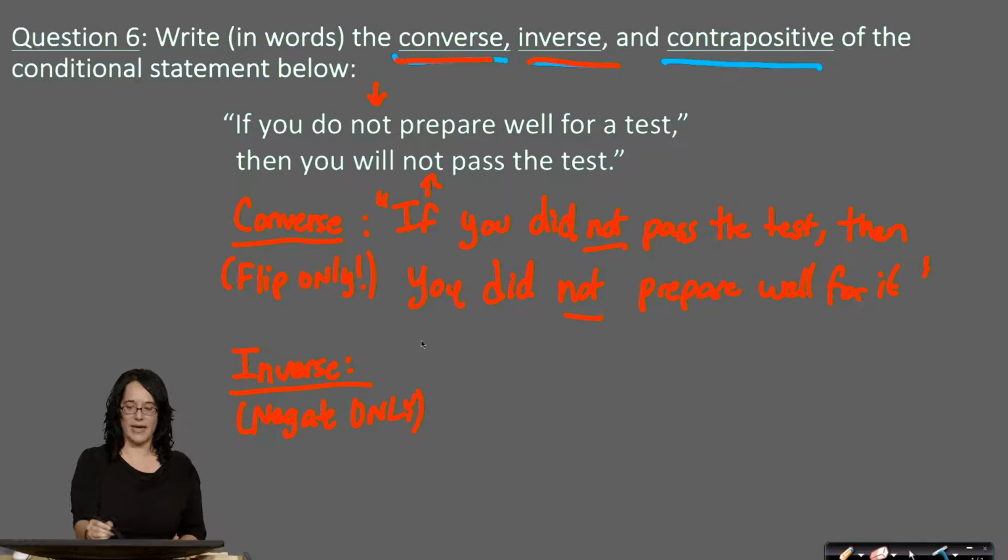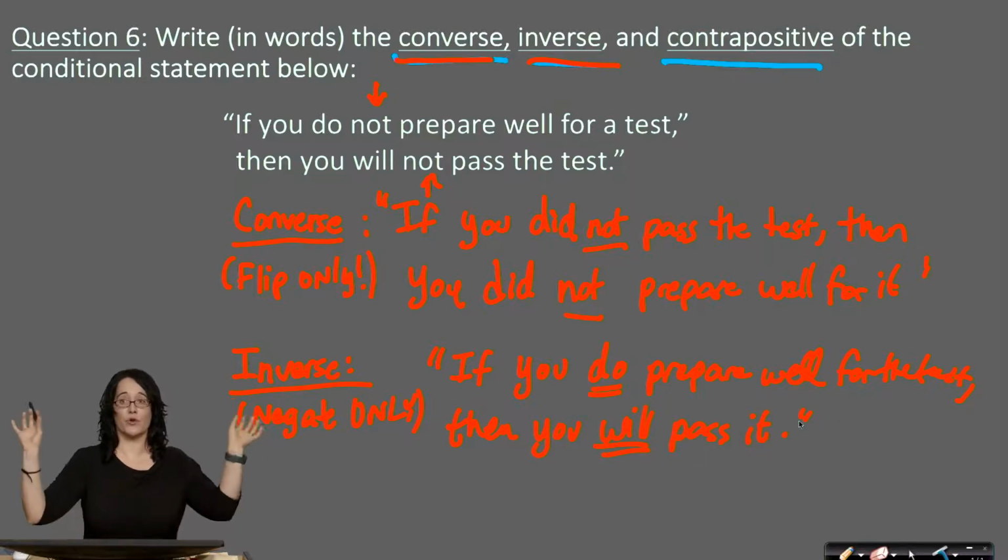So in the original we had, if you do not prepare well for a test, then you will not pass the test. The inverse would say, if you do prepare well for the test, or if you did prepare well for the test, I'll do present tense. If you do prepare well for the test, then you will, not will not, but you will pass it. Okay, so the inverse was only negating each individual antecedent and consequent. It was not flipping, it was only negating.